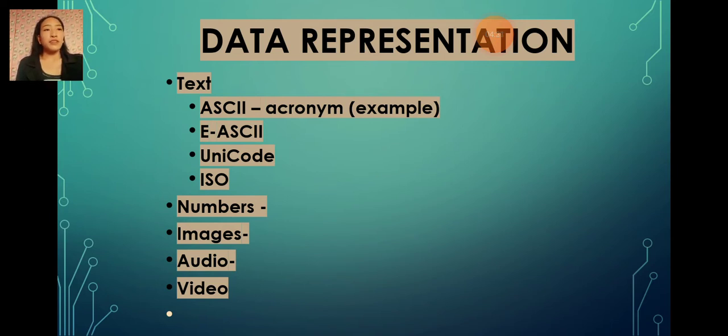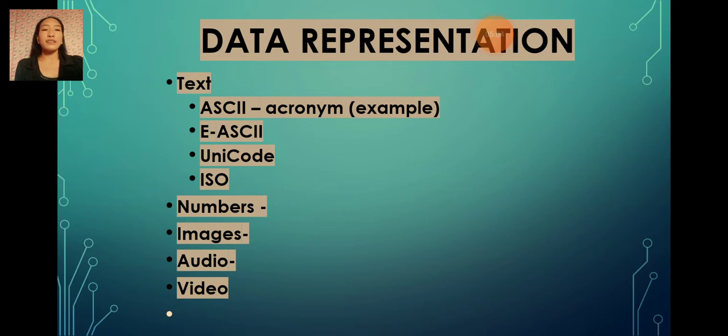Next, data representation. All data inside a computer is transmitted as a series of electrical signals that are either on or off. Therefore, in order for a computer to be able to process any kind of data, including text, images, numbers, audio, and video. Text, including ASCII, eASCII, Unicode, and ISO.